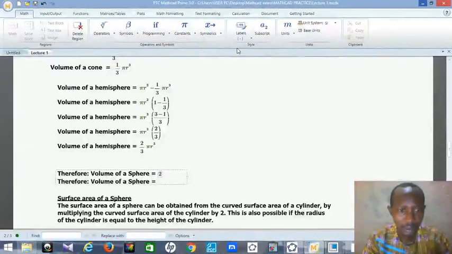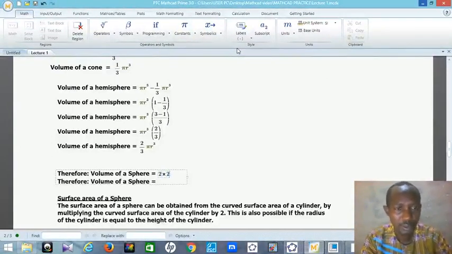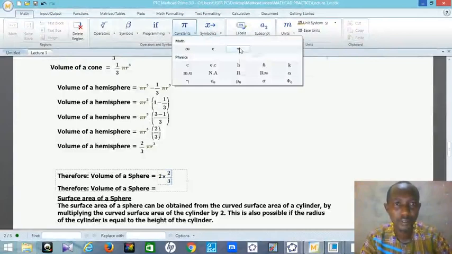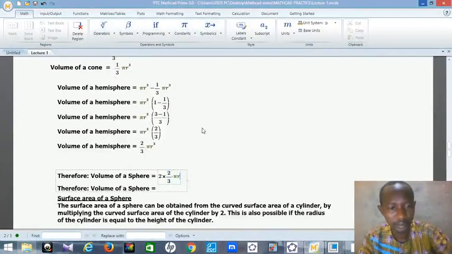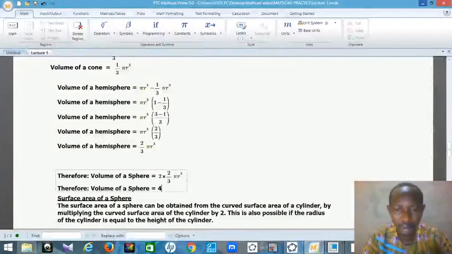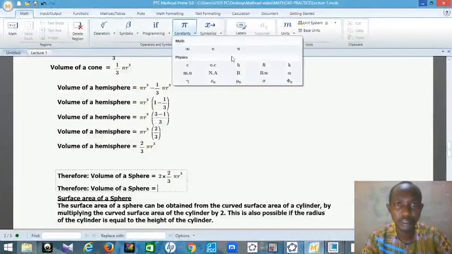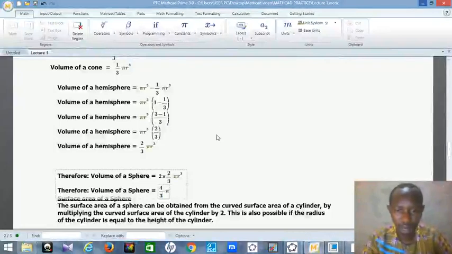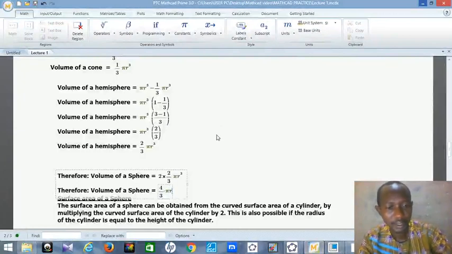2 times 2 all over 3 pi r cubed. Then my final volume, therefore the volume of a sphere, is going to be 2 times 2, which gives us 4, so we have 4 over 3 pi r cubed.